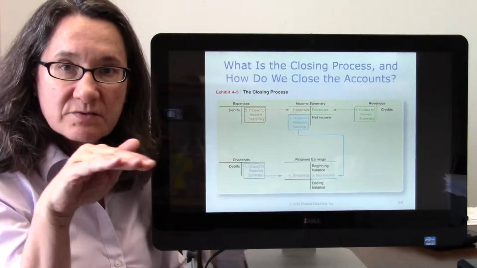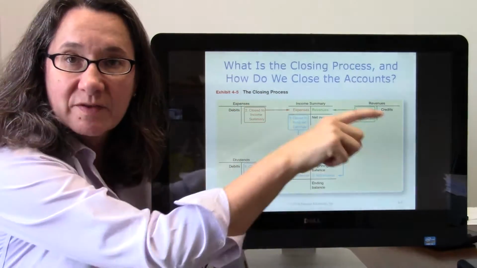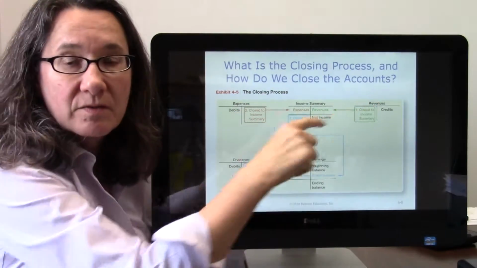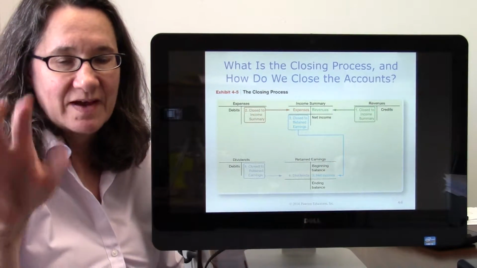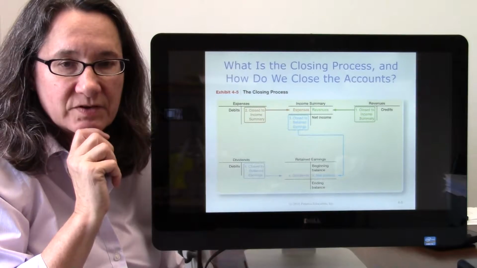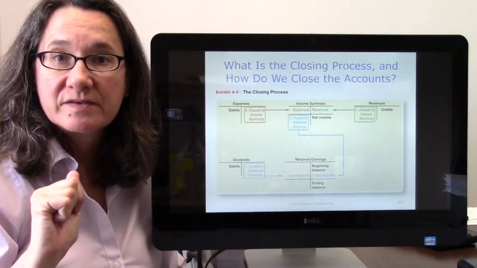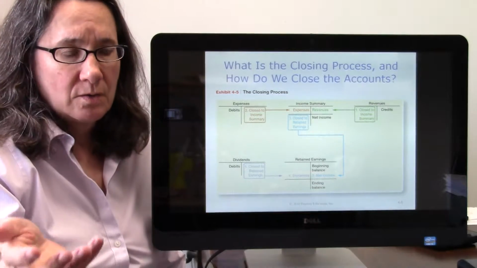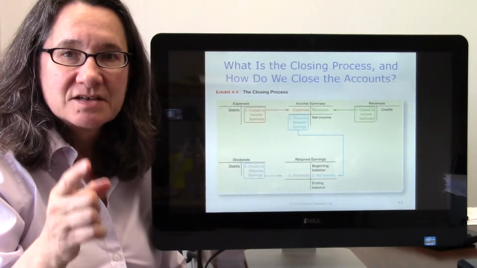Well, to zero that out, you have to have a debit, right? So you debit whatever the balance is, you debit the revenue. So that's easy. If you have a $500 credit in revenues, you just put a $500 debit in revenues, and now the balance is zero. Easy peasy. But we know every time you have a debit, you have to have a credit. So what do we credit?